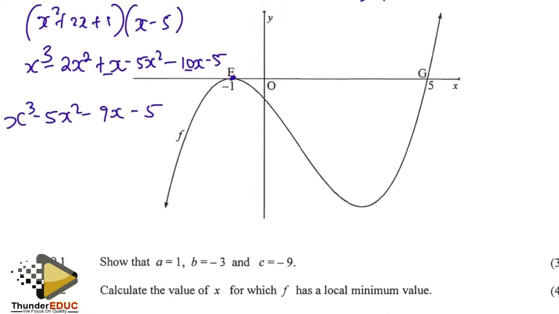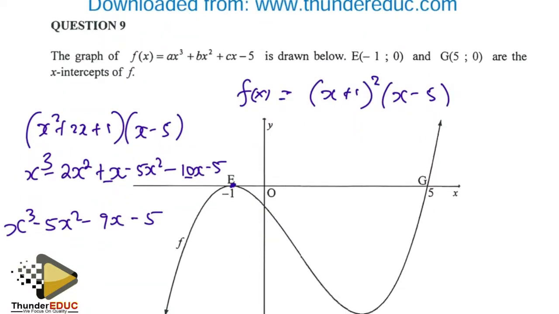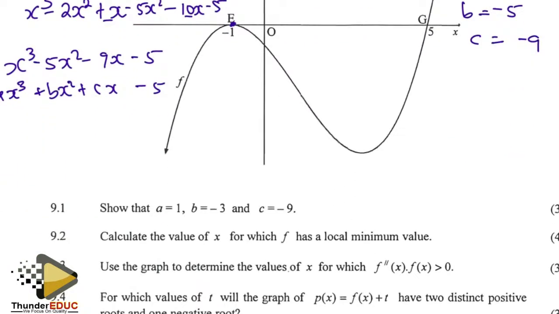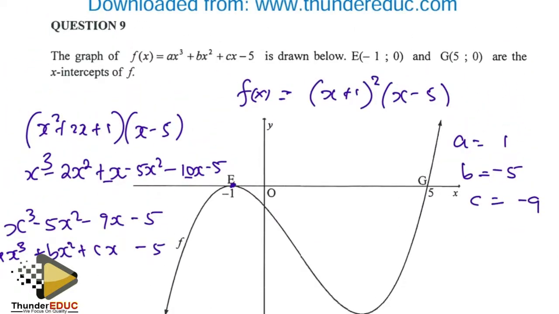When I compare it with the original that was given, which was ax cubed plus bx squared plus cx minus 5, we can see that a is 1, b is negative 5, and c is negative 9. The d automatically came out. So why are they having a 3? What did we do wrong? No. We have to go back. Something is off. What did I do wrong?